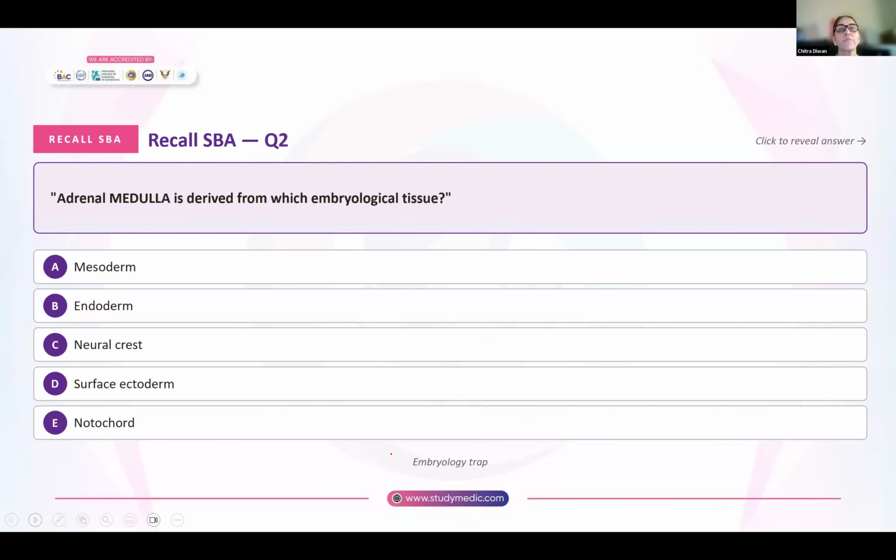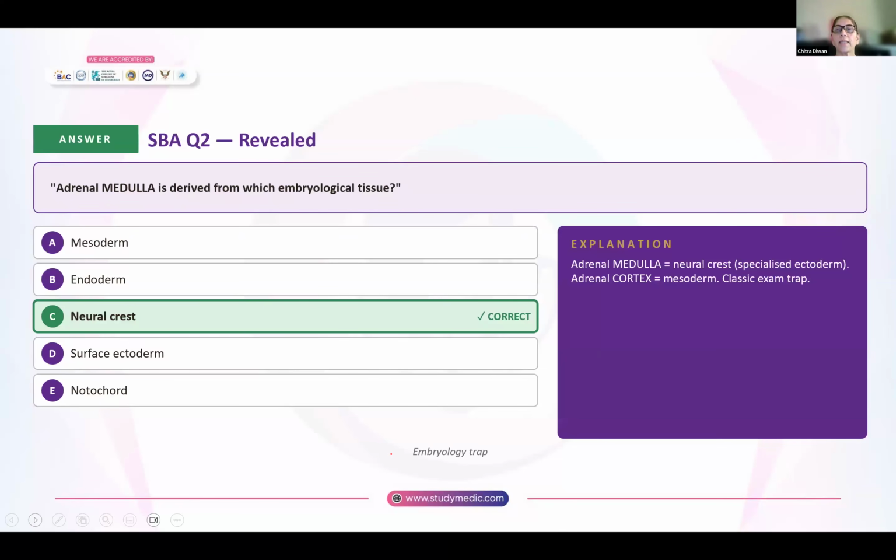Adrenal medulla is derived from which embryological tissue? The medulla doesn't come from the mesonephros, it comes from neural crest. Please remember that adrenal medulla comes from the neural crest, and adrenal cortex comes from the mesoderm. Please remember this, it is a very classic exam trap.